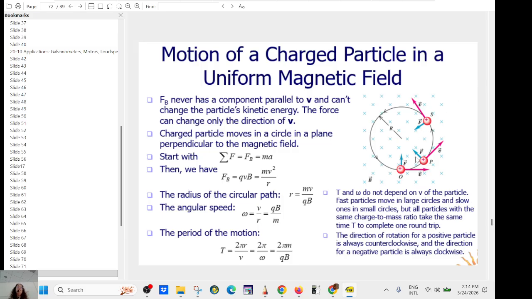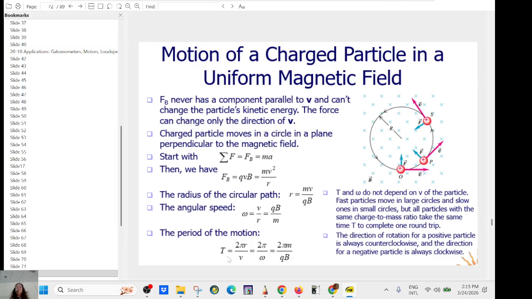It's like a centripetal force, right? It cannot change the speed of the charged particle. It can only change the direction. Okay, so it's like a centripetal force. Okay, that's how we get that equation.